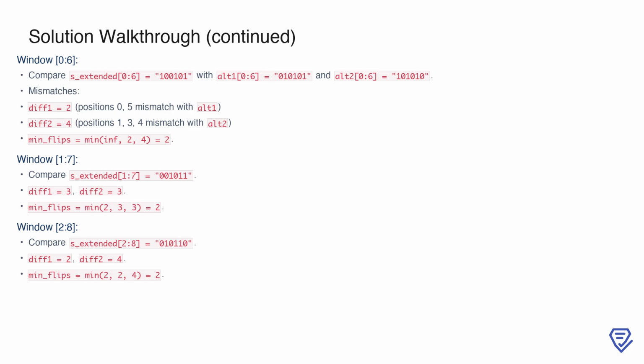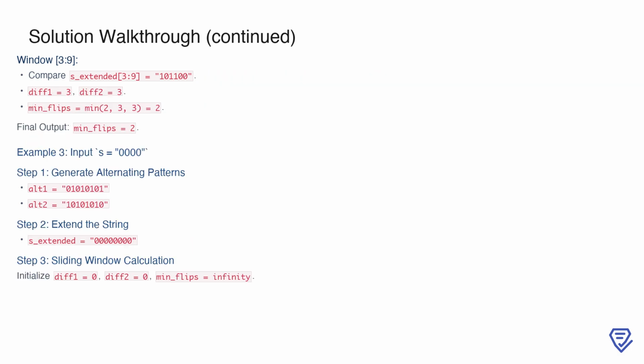The min_flips stays at 2 as it is the smallest value so far. For window 3:9, the substring is 101100. Comparing against alt1 and alt2, both diff1 and diff2 are 3. The min_flips remains 2, as no smaller value is found. Thus, the output for this example is min_flips equals 2.